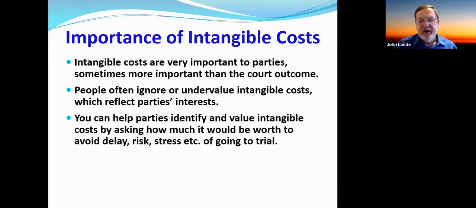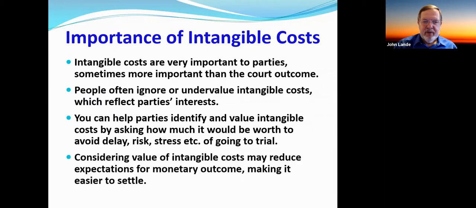And you can help parties identify and value intangible costs, for example, by asking how much it would be worth to avoid the delay, risk, stress, and so on of going to trial. So if you're representing a plaintiff and you think that you could get $100,000 at trial, you might ask the client, okay, if the trial is going to be in 6 months, how much is it worth to you to avoid the delay, the risk, the stress of going to trial? Would it be worth it to you to accept only $80,000 instead of $100,000, so that you will essentially be buying the avoidance of the stress and the risk, the uncertainty? So part of what this is about is helping clients figure this out. And what that can do is make settlement more possible if each side values the intangible costs, so it reduces the expectation for a monetary outcome.